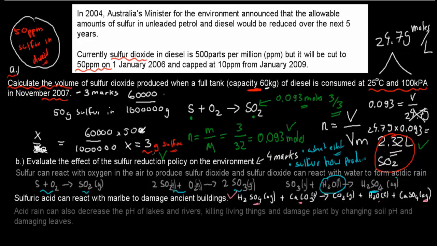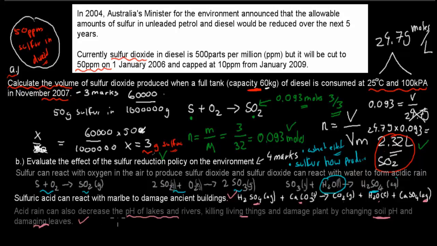You should have also written that acid rain can also decrease the pH of lakes and rivers, killing living things and damaging plants by changing the soil pH. So it can kill living things because it can affect, for example, the pH of rivers and lakes. It can damage plants by changing the soil pH. And if you remember, all plants have their specific pH they need to grow properly. So if you change the soil pH through acid rain, the actual plants can't grow as well anymore. And it can also damage the leaves, especially the cuticle of leaves. So these are a couple of things that can happen if we have too much acid rain.